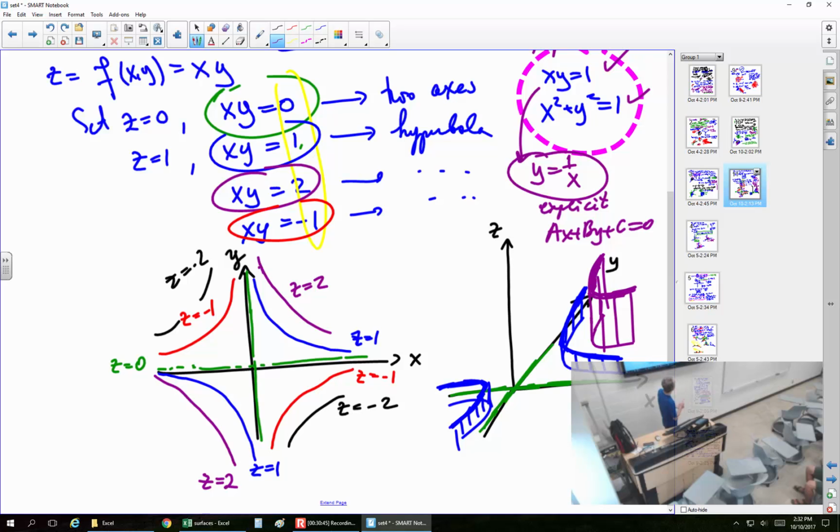Imagine that they are being transformed one into the next in a continuous manner. So the green one into the blue one into the purple one, and then you have a surface. The difference is what happens with the red one.